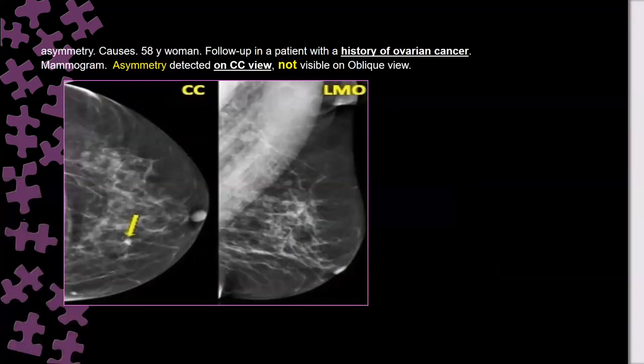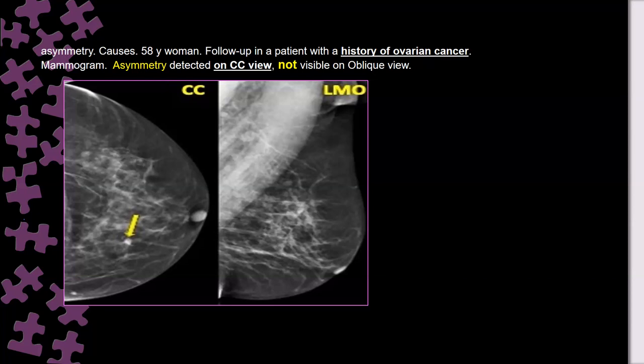What about this case? This is an asymmetry on the CC view. It could not be appreciated on MLO. The patient has risk factors. The probability of cancer is high. What is next? Supplementary view. We have to do a supplementary view. What is the next supplementary view? Lateromedial view. Lateromedial, yes.